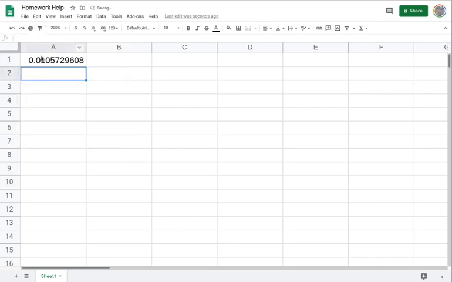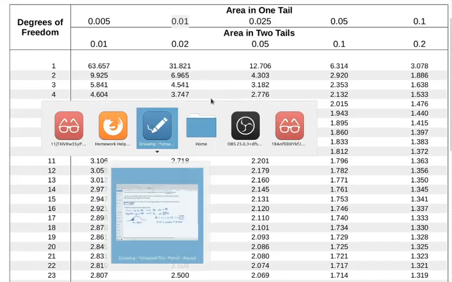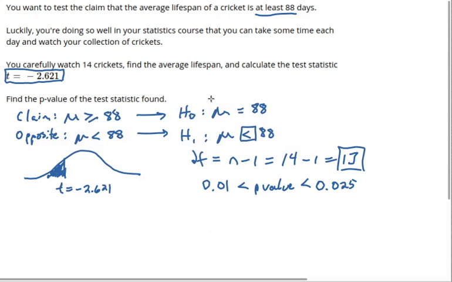And that gets me 0.0105, or rounded up actually to 0.0106. So my p-value is going to be 0.0106. I'll just abbreviate this as p-value is 0.0106, which is indeed greater than 0.01 and less than 0.025.